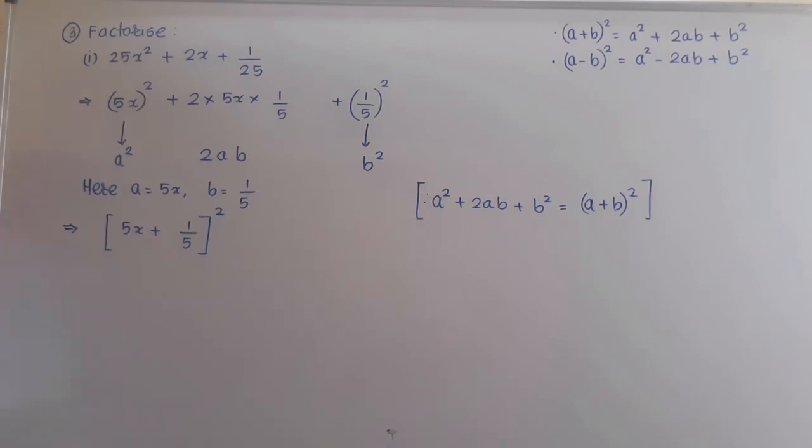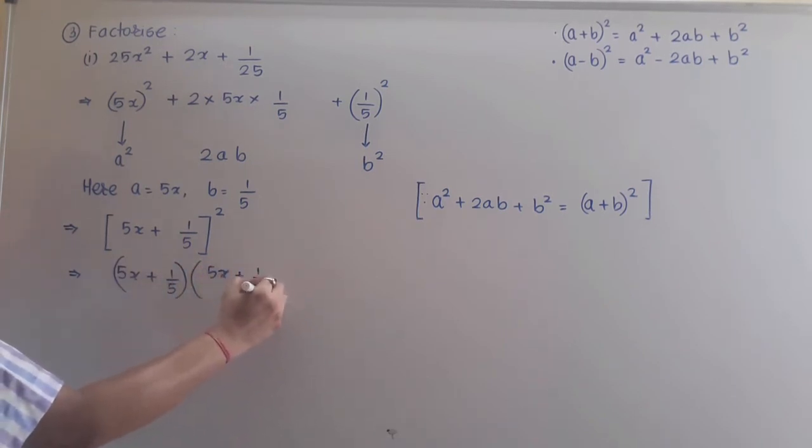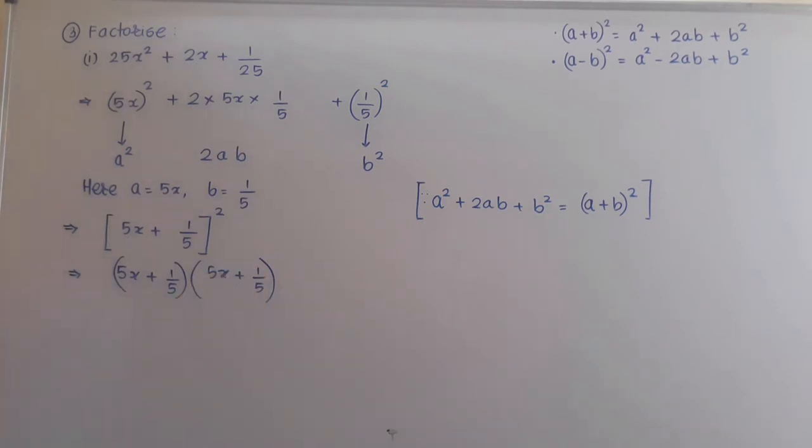But the question doesn't end here. What I have told you in the beginning, we need to find out two factors. It doesn't matter whether you find the same factor or different factors. Okay, so see here (5x plus 1 upon 5) is having power 2. So (5x plus 1 upon 5) you need to write down 2 times. If it is having power 3, then write down 3 times. Okay, so you can say that the two factors are (5x plus 1 upon 5) into (5x plus 1 upon 5).